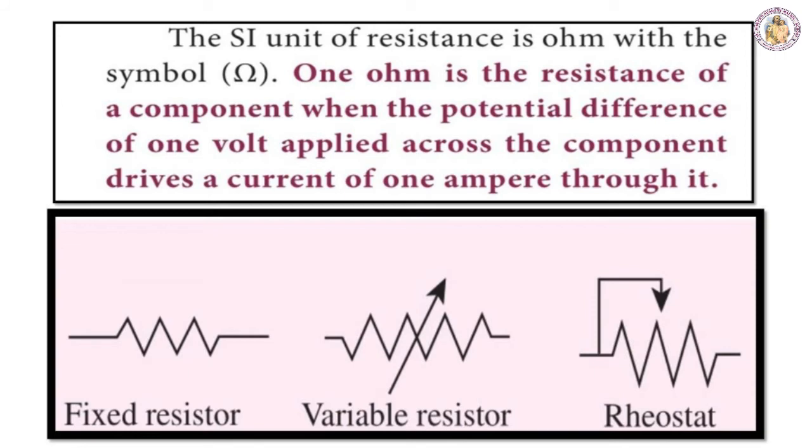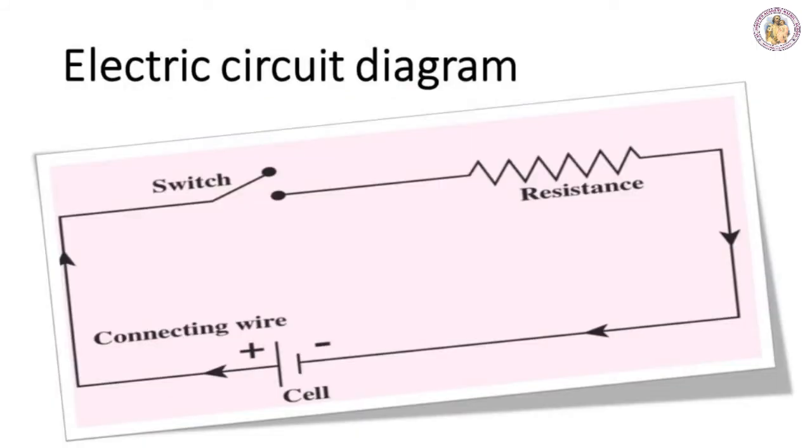Such components used for providing resistance are called resistors. The resistors can be fixed or variable. The first symbol is a fixed resistor, the second one is a variable resistor, and the third one is a rheostat. Fixed resistors have a fixed value of resistance, while variable resistors like rheostats can be used to obtain a desired value of resistance.